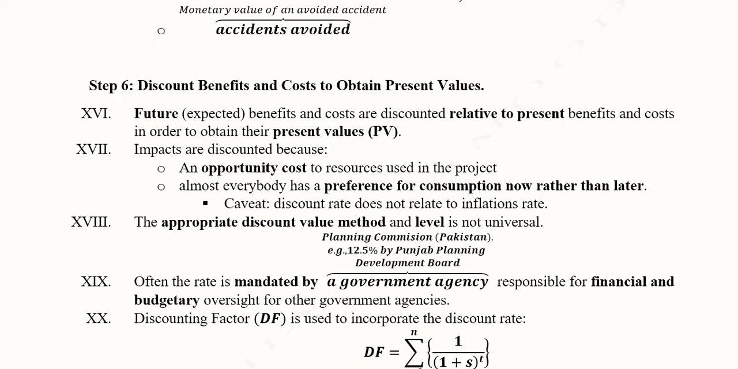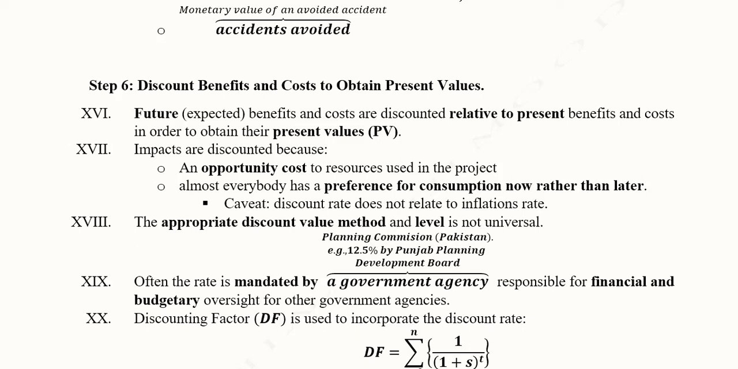So there is time preference, due to which we try to discount the resources with a certain percentage, which is basically dependent upon the discount rate, which is developed by the planning machinery of various countries. In case of Pakistan, it is the Planning Commission, and in the Punjab Planning and Development Board they suggest this value as 12.5. So this is the formula that we will use to calculate the certain factor that we use for discounting.